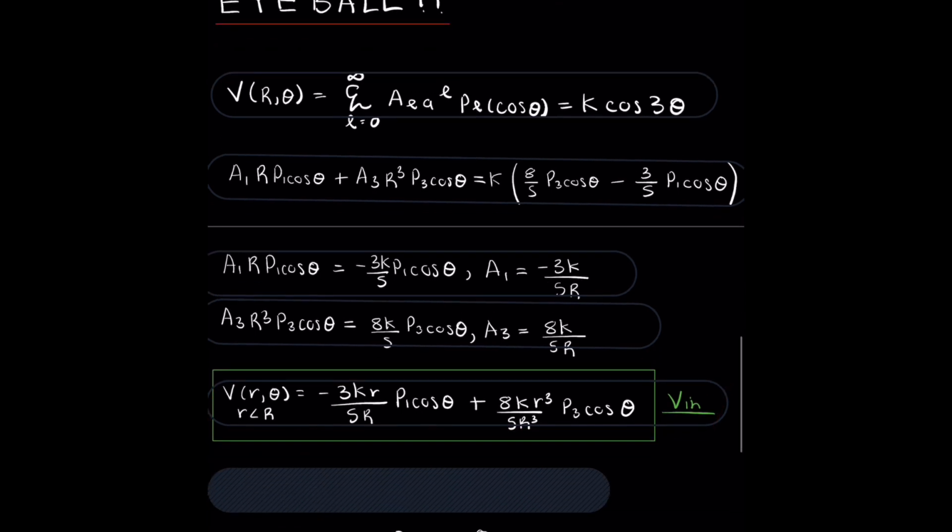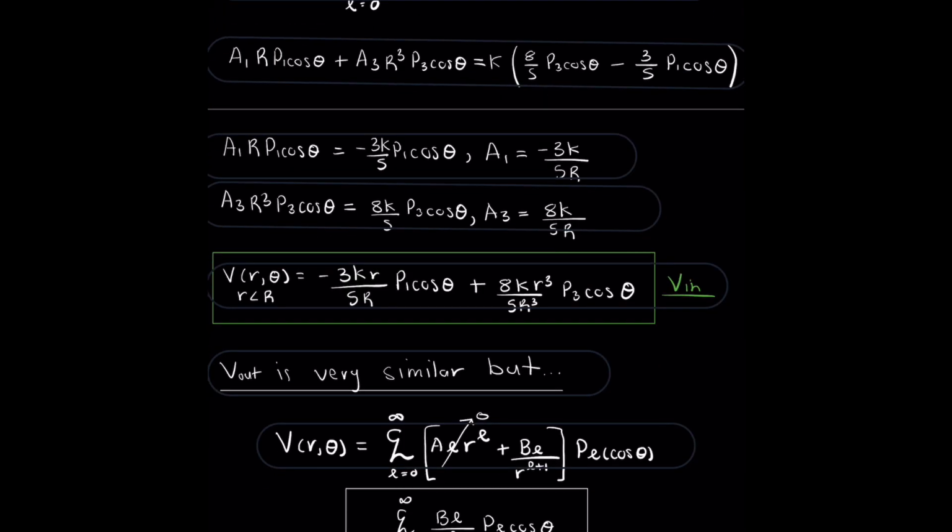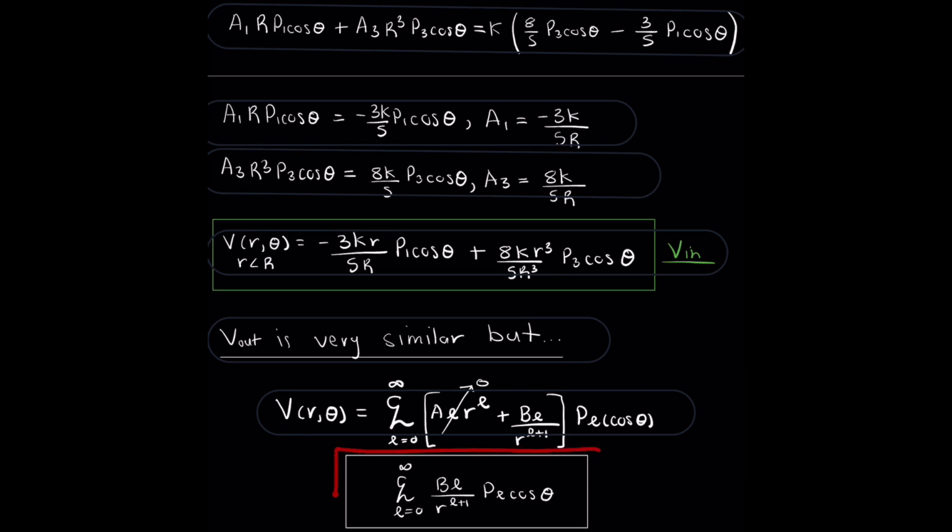And we can also do this for V out, but we will now omit the A_L R^L term, because in Griffiths, since V at infinity is equal to 0, this term will not equal 0 at infinity, it will blow up to infinity, and therefore to find V out we use this expression here.